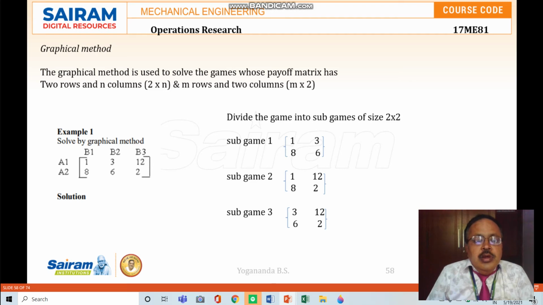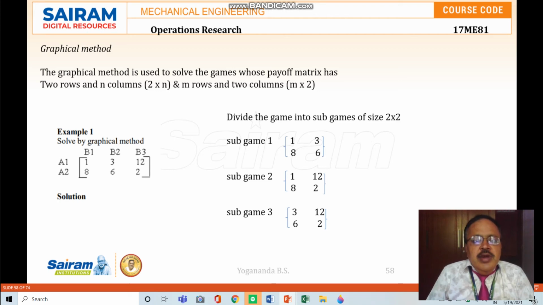So here I have a problem on 2 rows and 3 columns. Divide the given game into sub games of the size 2 by 2. Here we are taking 1, 8, 3 and 6. So that is game number 1. Then 1, 8, 12, 2. So that is sub game number 2. Then we have 3, 6, 12, 2. So that is the sub game number 3. So that is the first step in the solution.